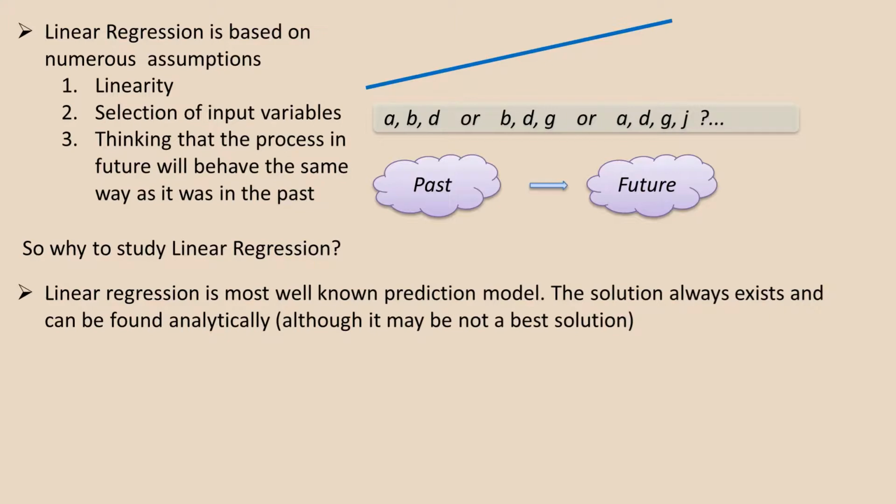As opposed to this, in some other regressions or in some other prediction models, you cannot be absolutely sure that you can find even one solution. There is a so-called problem of convergence. If you're using some iterative calculation algorithm, it could be jumping around and never coming to any solution. With linear regression, at least this is not a problem. At least you can find some solution.